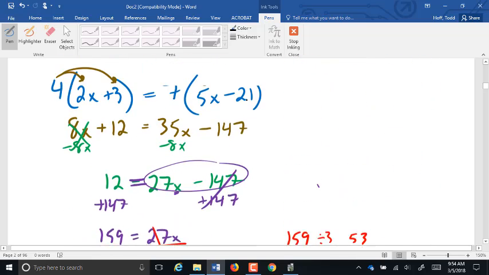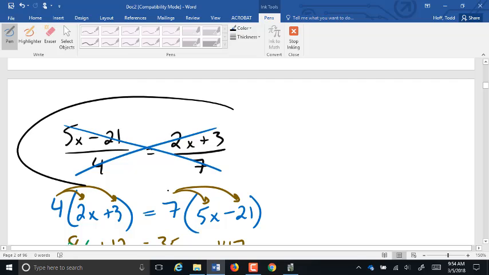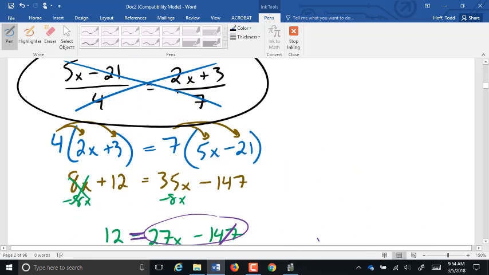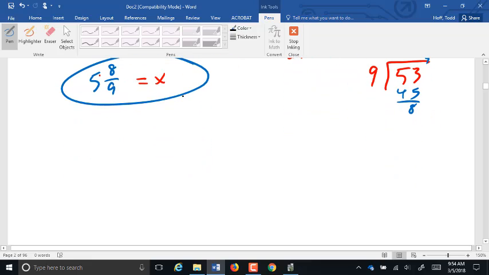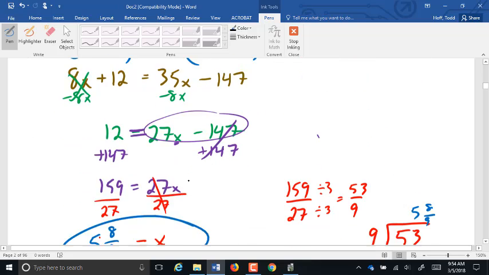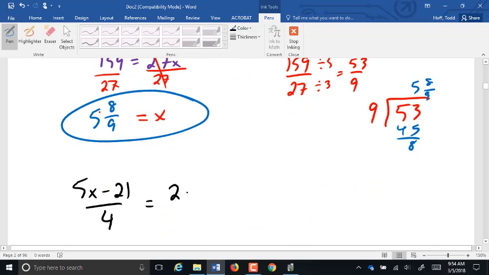Well, that works fine as long as it's one fraction equals another fraction. We can do that cross multiplying. Option 2, let's say we got 5x minus 21 over 4 and 2x plus 3 over 7.